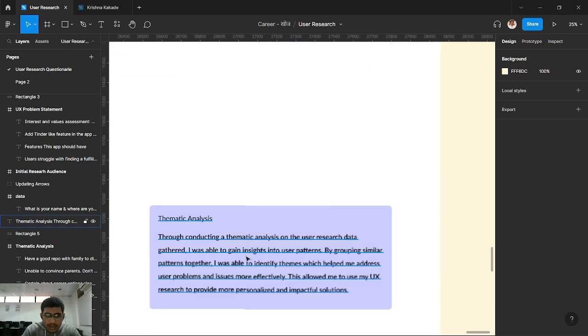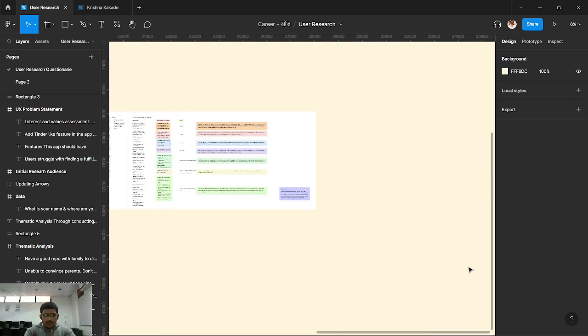Through conducting thematic analysis on the user research data gathered, I was able to gain insights into users' patterns. By grouping similar patterns together, I was able to identify themes which help me address users' problems and issues more effectively. This allowed me to use my UX research to provide more personalized and impactful solutions to the users. Companies can also use this methodology in applications to build and design more user-centered applications. That's it for this video.